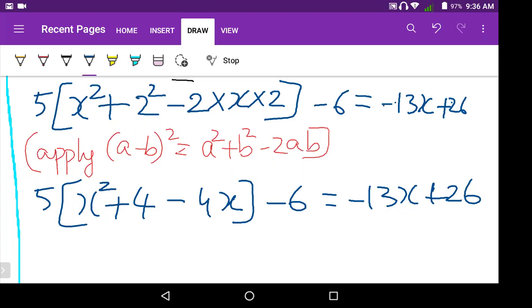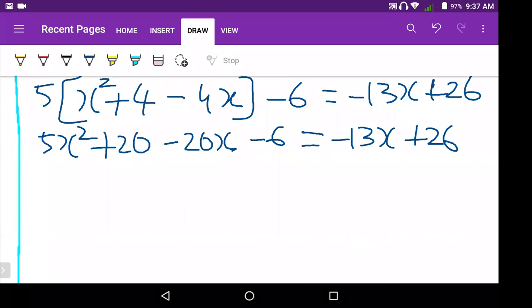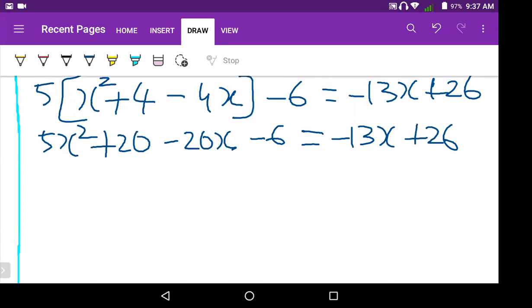Now next step, we will multiply by 5. So 5x square, 5 into 4 is 20, so plus 20. Then 5 into 4 is again 20, but here it is minus 20x. Then minus 6 is equal to minus 13x plus 26. So I have got this expression until here. Any doubts until this expression?